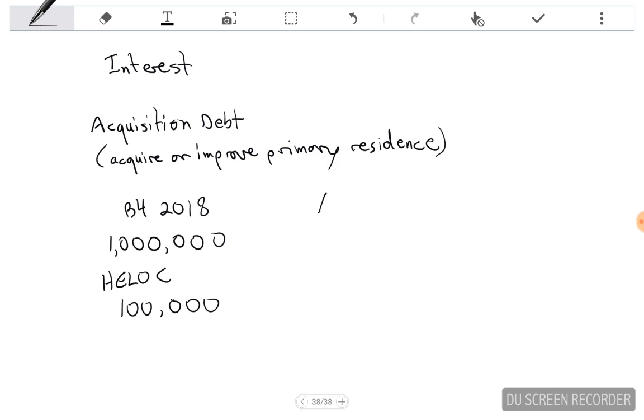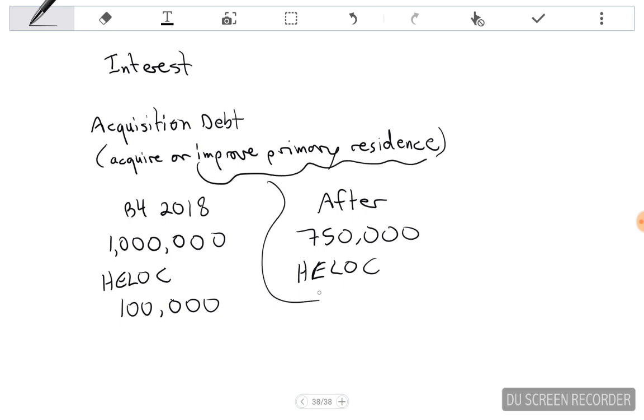But after 2018, the threshold has been lowered to $750,000, which is still pretty substantial. So most of the population probably isn't going to buy a home that expensive. So most folks, by acquiring a home, can still get the benefit. But as far as any HELOC, it has to be spent on improving the primary residence. So you can no longer just throw a party with it like before.